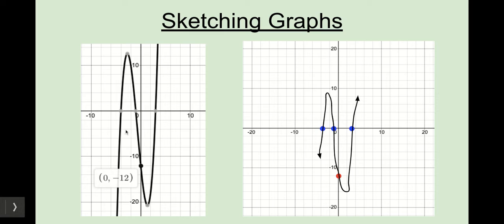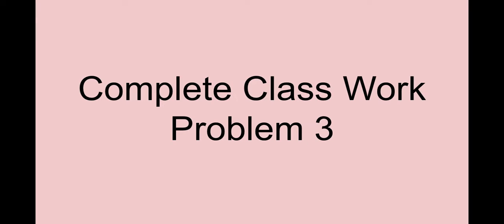This is the real graph, and here's my graph. You know, my max here is a little off. My min down here is a little off, but general shape looks pretty good. Right? I'm pretty happy. Okay, so let's complete class for problem number 3. Okay, so now let's do this.